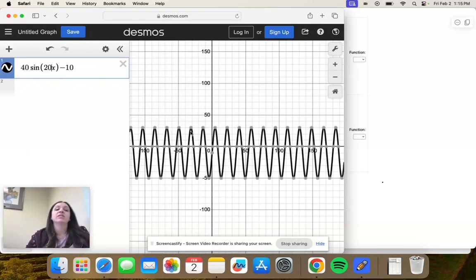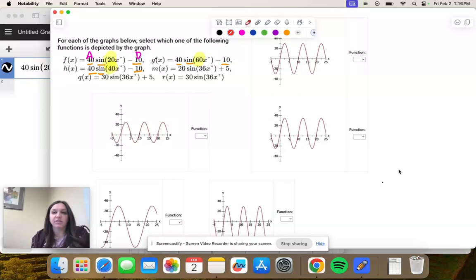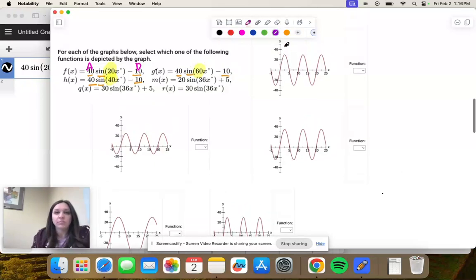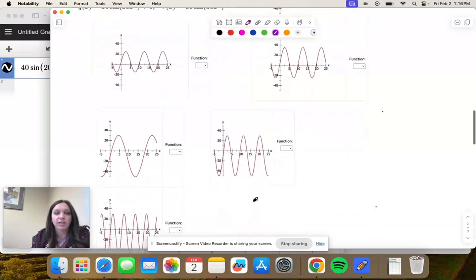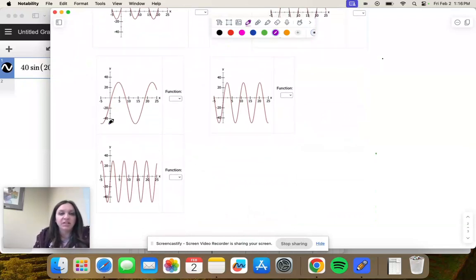So I'm going to go find those on my graph. And what I'm going to do is look for my amplitude. So my maximum is at 30. I'm looking at the Y value. And my minimum is at negative 50 on all of these. The only thing that's changing is, I would say, the coil, how close they are. That's the period. So top is 30, bottom is negative 50. I'm looking at the bottom. There's 3 graphs that go all the way down to negative 50, and they top out at 30.